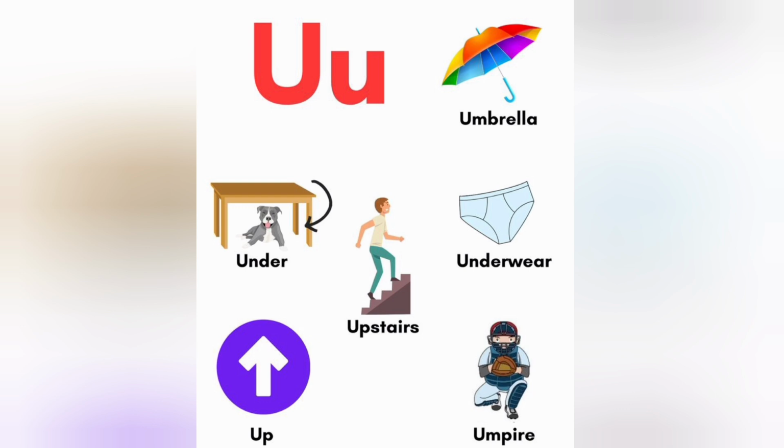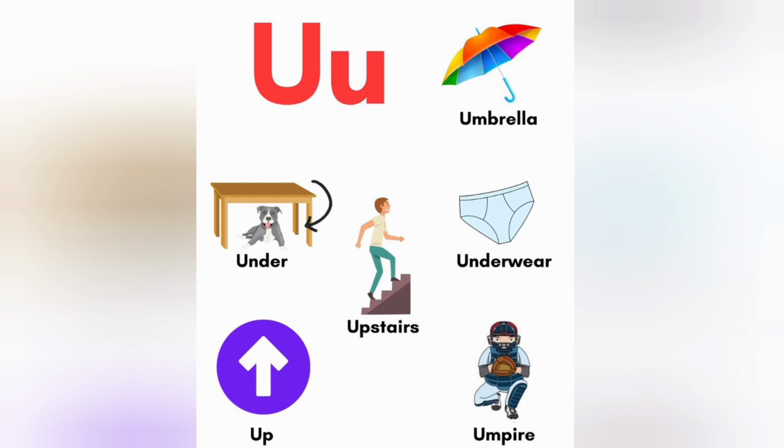This is letter U. U sound uh, and U for umbrella. U for under. U for underwear. U for upstairs. U for up. U for umpire.